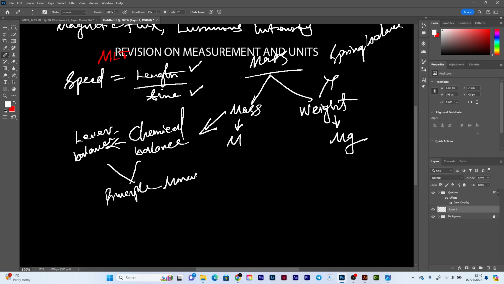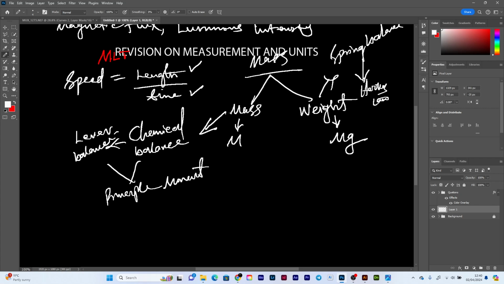You have to know this. They work based on the principle of movement. Why? When it comes to spring balance, it obeys Hooke's law. Do you understand this now? So these are basic things that you should know between mass and unit.